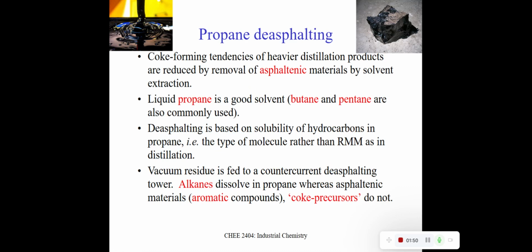The vacuum residue is fed to the counter current deasphalting tower. The alkane dissolves in propane, whereas the asphaltic material and coke precursor do not dissolve in the propane, and this residue is further processed in the thermal process in such a way that we will get the final or improved product.